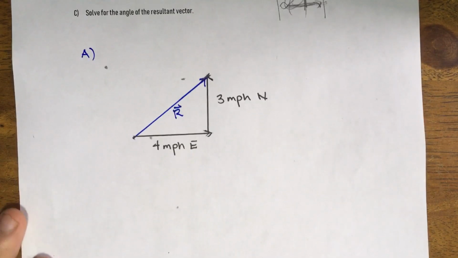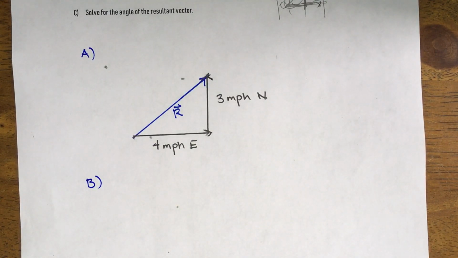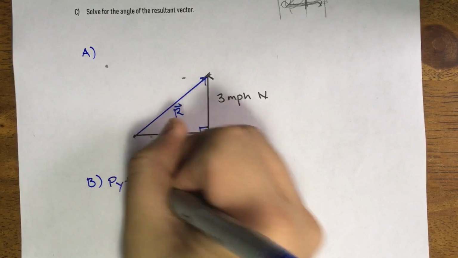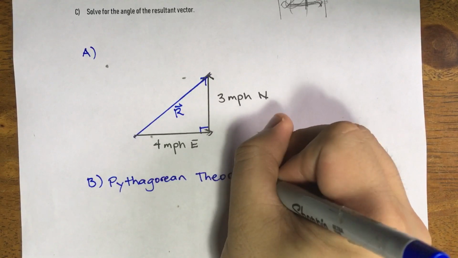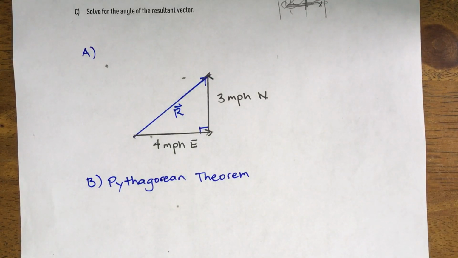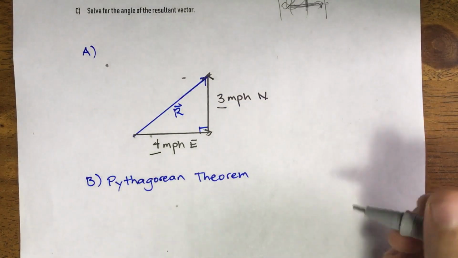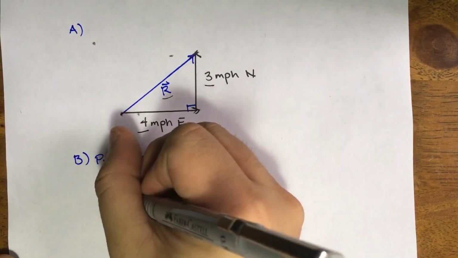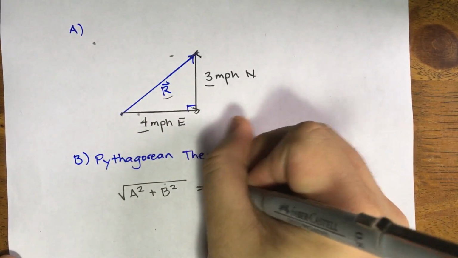One way to solve for the magnitude would be to use what theorem? Pause this for a while and think. Again, it's a right triangle. That calls for the Pythagorean theorem. So by the Pythagorean theorem, we can get the two sides of that right triangle, 3 and 4, and solve for r. So a squared plus b squared, and the square root of that will give you r.